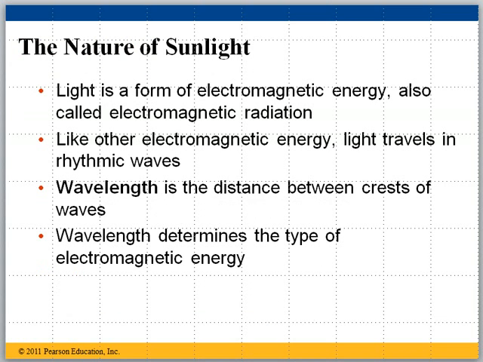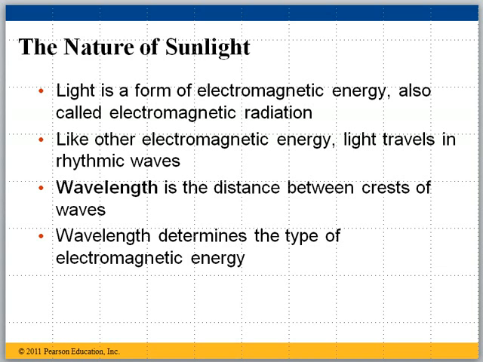Let's talk a little bit about sunlight and some physics, just a little bit, to kind of understand where we're going here. Light is a form of EM energy, electromagnetic energy, also known as electromagnetic radiation. There's a huge variety of electromagnetic energy or waves. Light is a very interesting form of energy because it actually has a dual nature. It can sometimes act like a wave and sometimes act like a particle. In this case, we're going to be looking at the wave tendency of light.